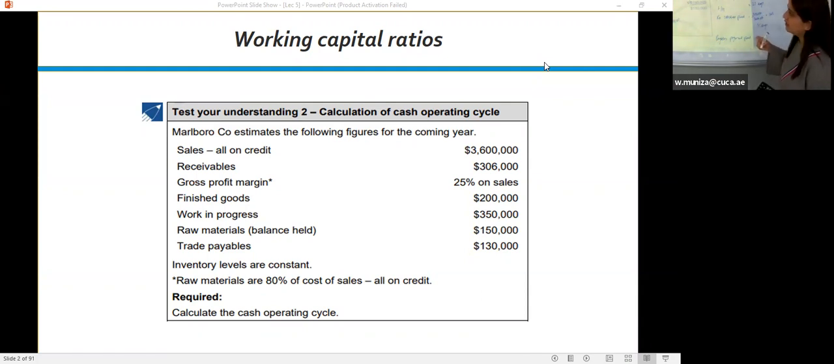So how much trade payables are there? 130,000 divided by raw material balance 2,160,000 multiplied by 365. So how much is it? 130,000 divided by 2,160,000 multiplied by 365. So it's 22 days.